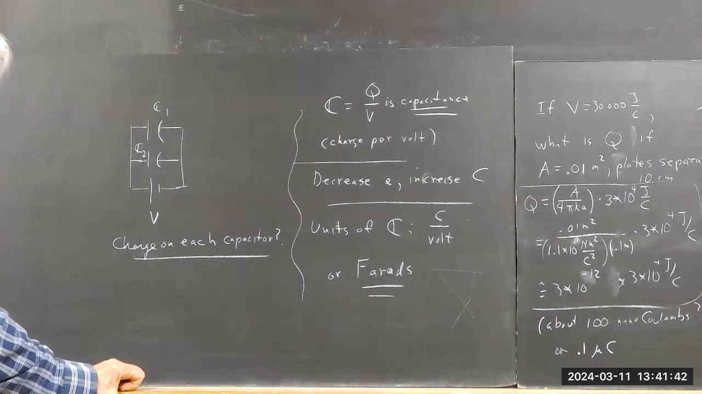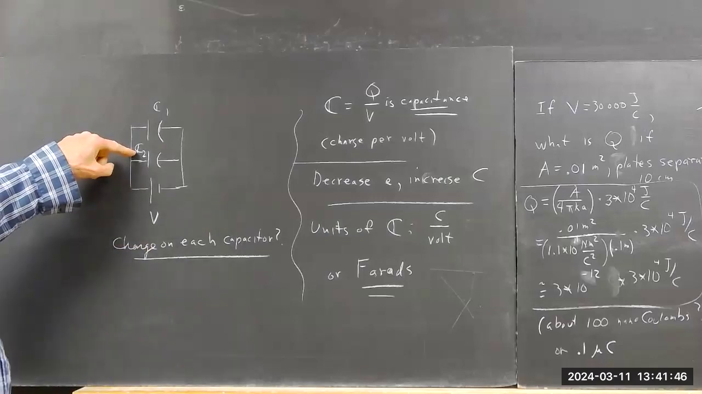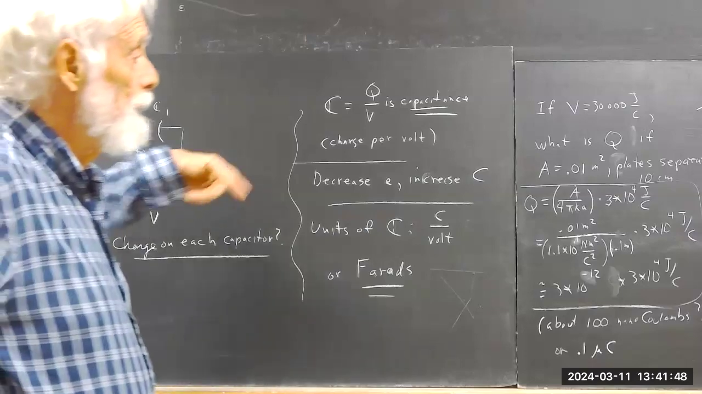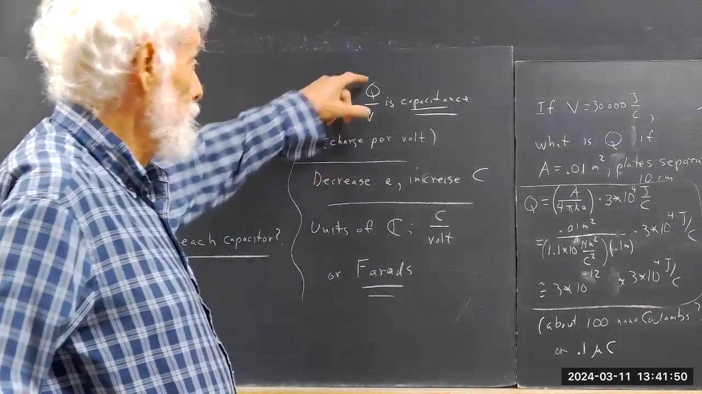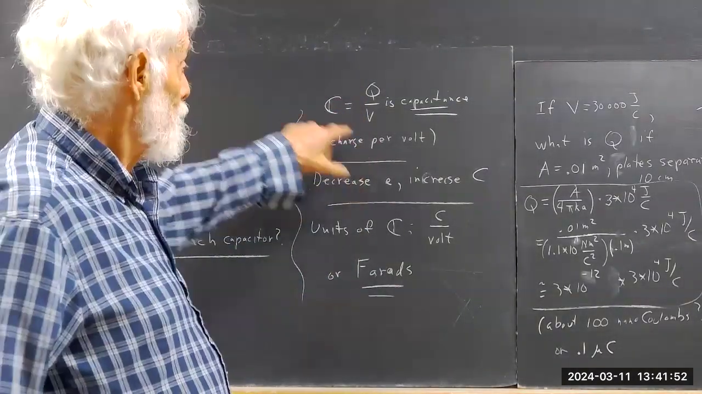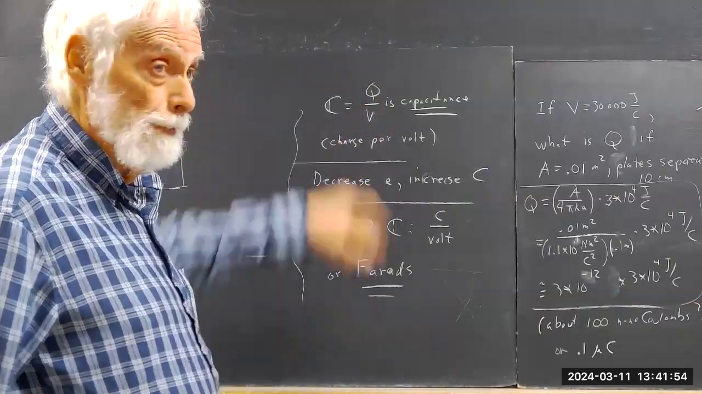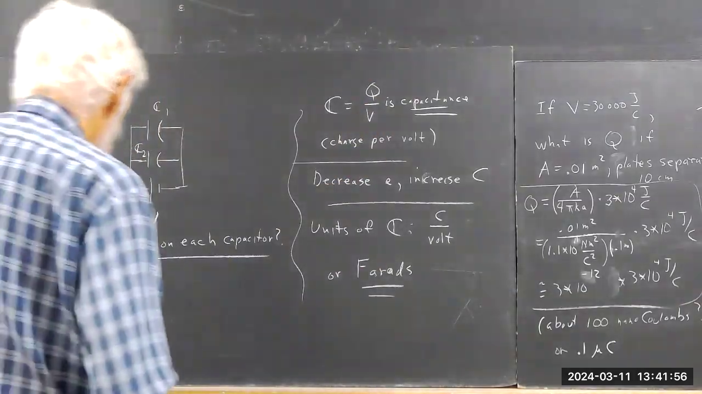Well, how do you get the charge on a capacitor? If you know the capacitance, then you just ask yourself, what's the voltage? Because capacitance is charge over voltage. So if you know capacitance and voltage, you easily find charge. Okay.